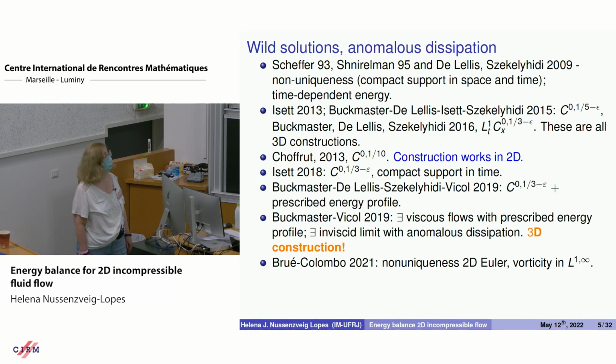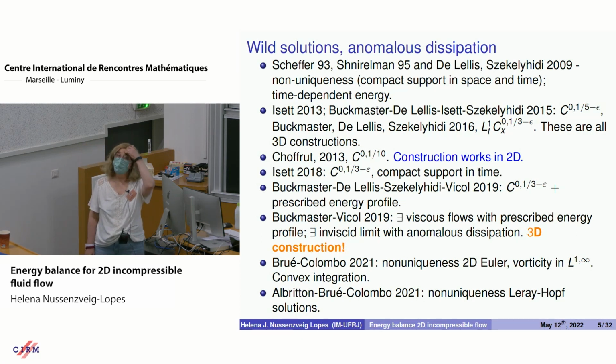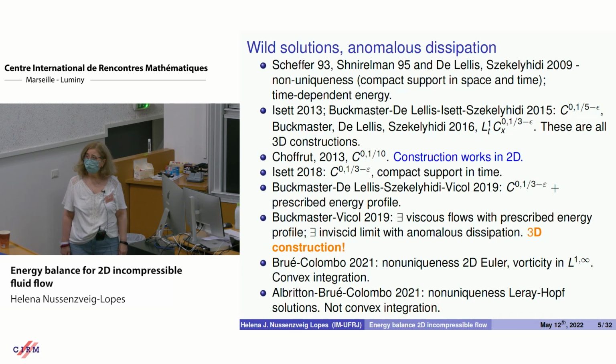Okay, so this is not entirely related to the anomalous dissipation, but I want to mention the construction by Brué and Colombo from last year with non-uniqueness in L1 infinity, vorticity in L1 infinity. And finally, the non-uniqueness of Leray-Hopf solutions due to Albritton, Brué, and Colombo from early this year, late last year, which is not a convex integration result.